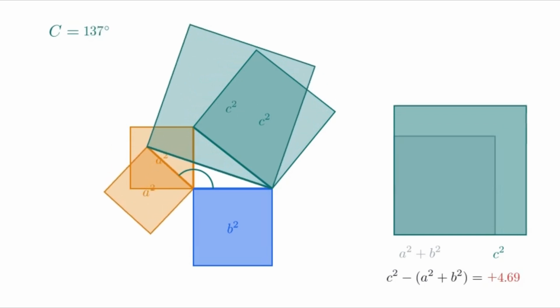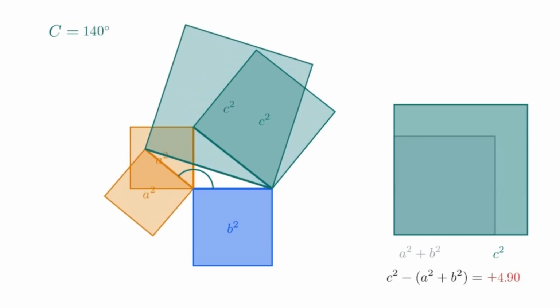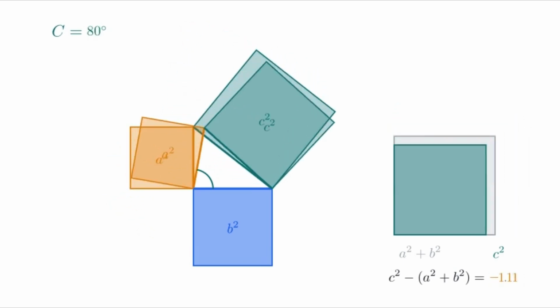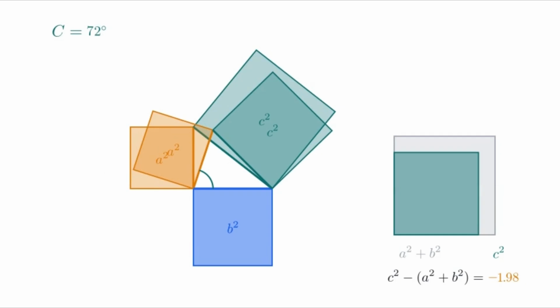Same two sides. Same two small squares. One angle, and the big square is doing something completely different. So the whole law is one question. How big is that gap? The answer is 2ab cos C.